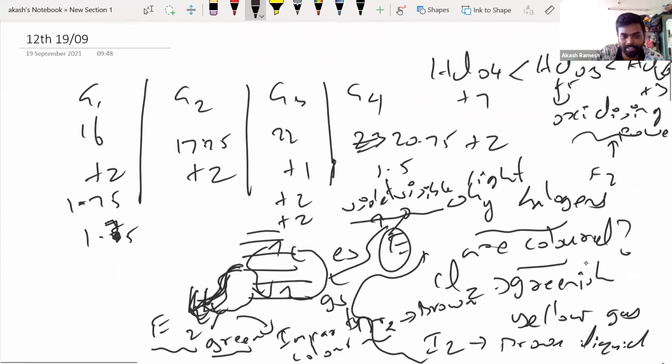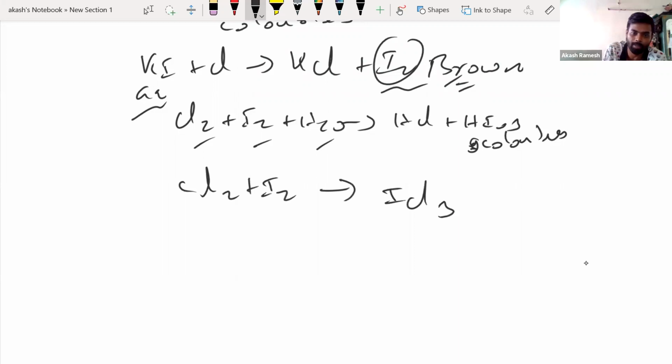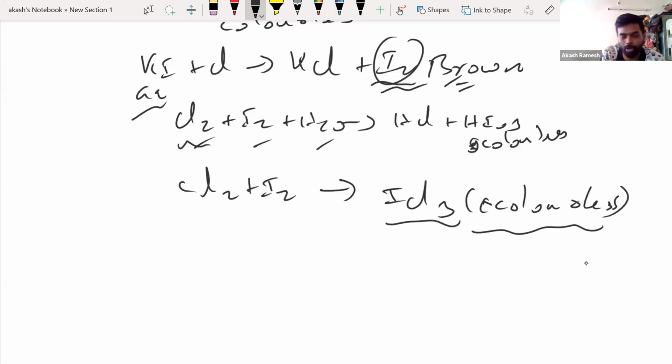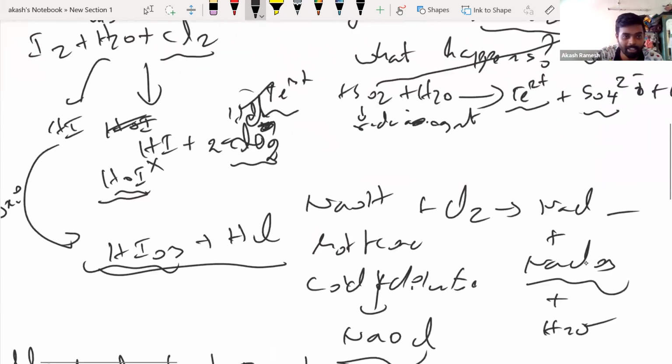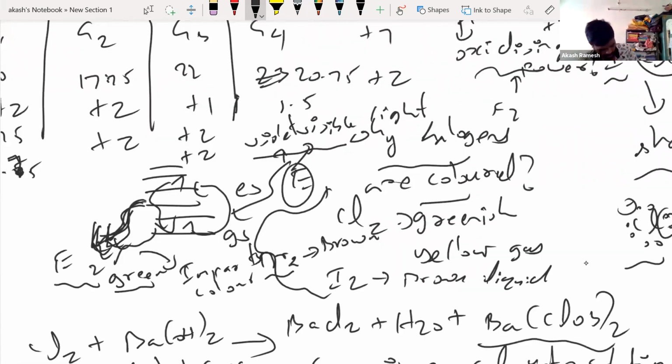But the real answer is when I have I2, it is brown color. But when I have excess amount of chlorine, this I2 which is formed will react with excess chlorine to form ICl3. ICl3 is going to be colorless. That is the exact answer. But a very good attempt. Just because of that, I'm giving you the mark. Don't expect that to happen in your exams. This is just an appreciation. Moving on to the next question for group 3.